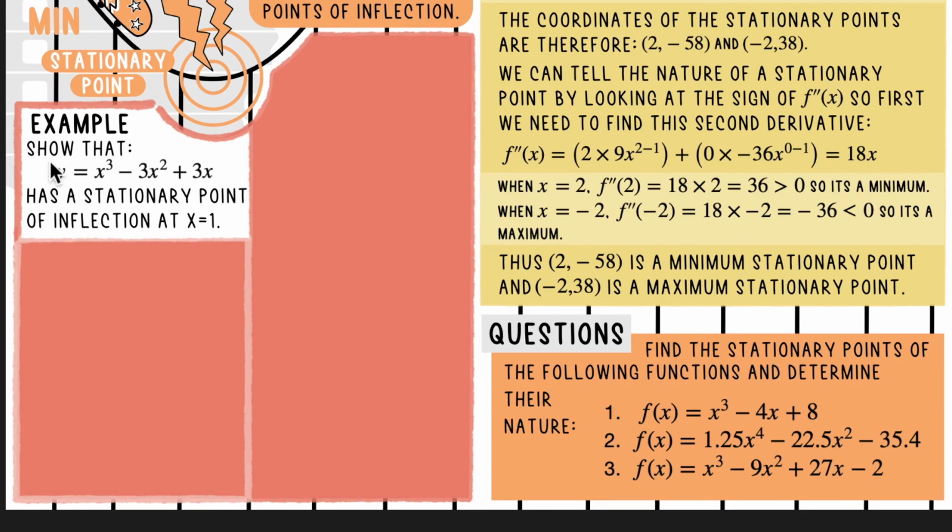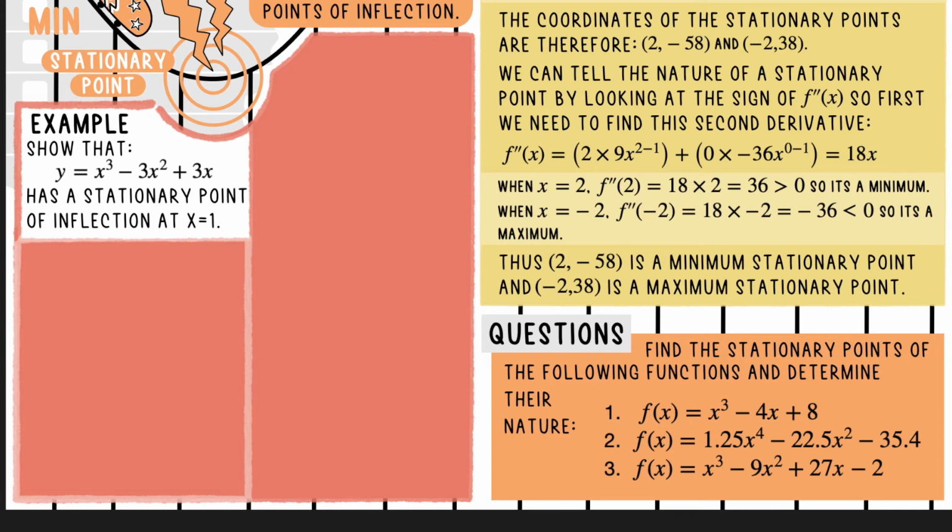Right, let's look at a second example. Show that y is equal to x cubed minus 3x squared plus 3x has a stationary point of inflection at x is equal to 1. So again, remember your definition. A stationary point of inflection is first and foremost a stationary point. So we need to prove that x equals 1 is a stationary point to begin with, and then we'll just look at what nature it has.